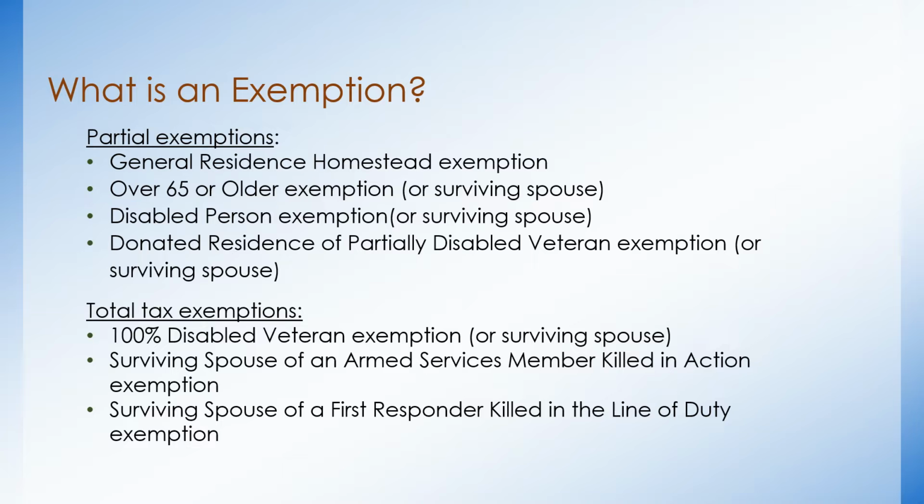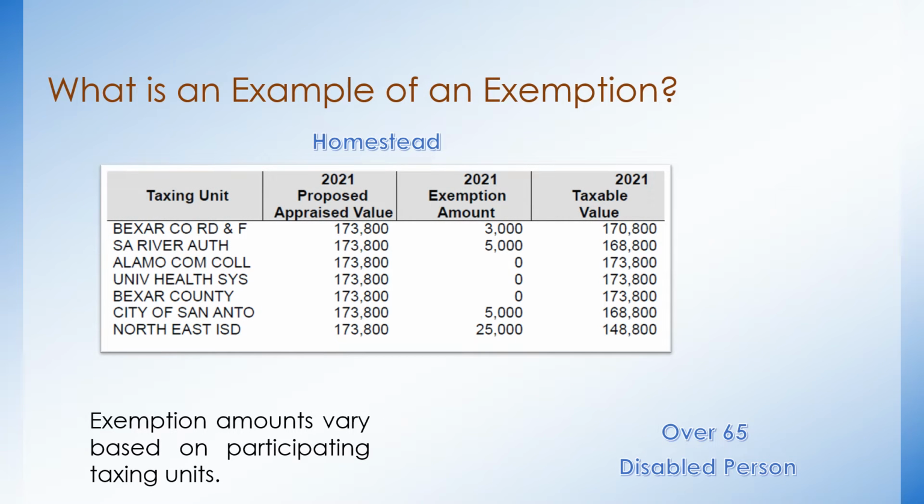We will cover partial exemptions, such as the General Residence Homestead Exemption, and total tax exemptions, including the 100% disabled veteran exemption. The most common homestead exemption available is the General Residence Homestead Exemption. With this exemption on file, the school district will exclude $25,000 of your property's total appraised value from taxation. As you may see in the example, if your home is valued at $173,800, the school district will tax you as if you were valued at $148,800.